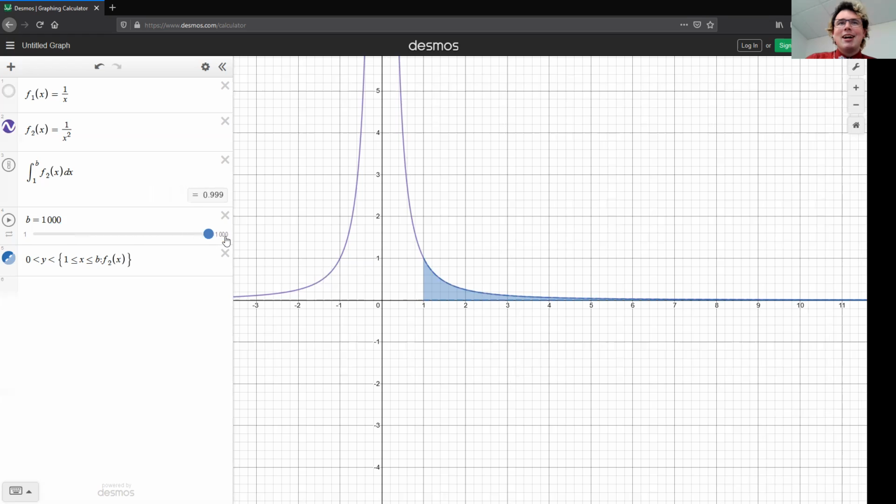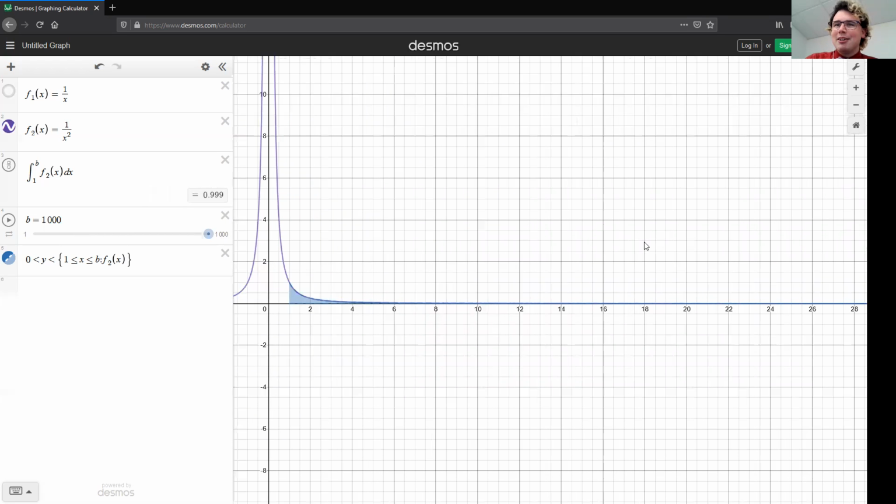And you can see here, when I get out to b equals 1,000, the value of this integral, I have 0.999 units of area shaded blue here. So this integral looks like it is approaching some limit if I were to integrate across the whole x-axis.